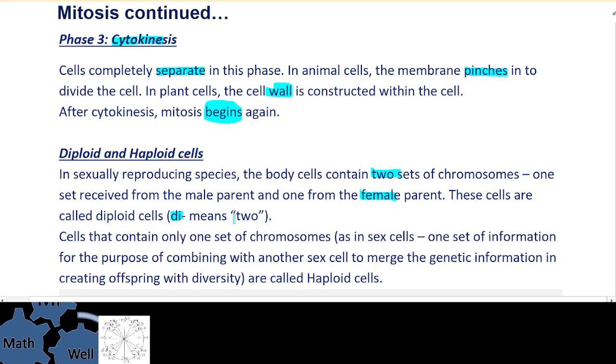Cells that contain only one set of chromosomes, as in these sex cells, okay, one set of information for the purpose of combining with another sex cell to merge genetic information in creating offspring with diversity, are called haploid cells. So we're going to spend a lot of time on these haploid cells coming together to create a new offspring that brings information from the female parent and information from the male parent and merges them together. So you guys understand that in a family you would look a little bit like your mom or your dad, or a mix of both. You'd have some genetic information from both your mom and your dad.